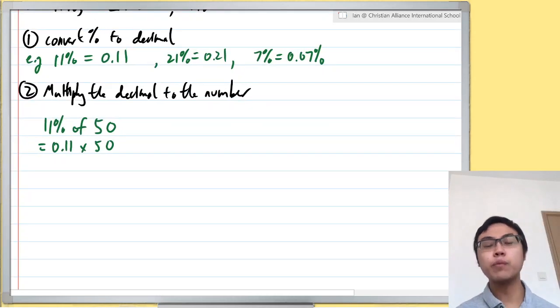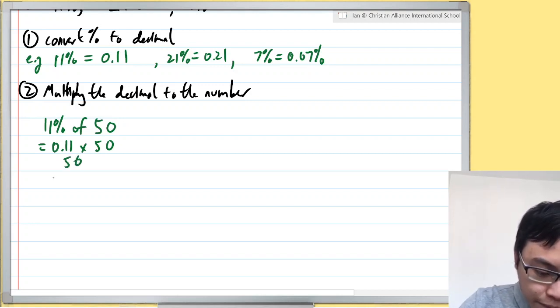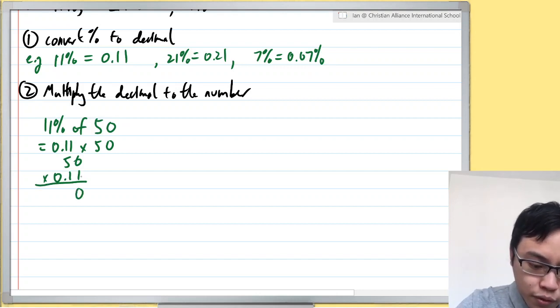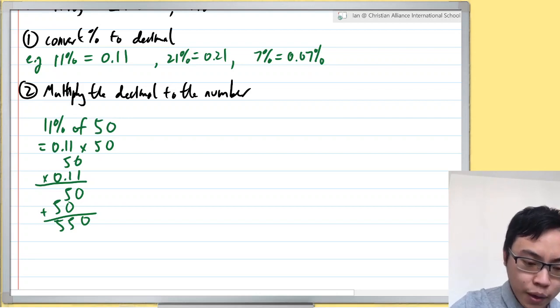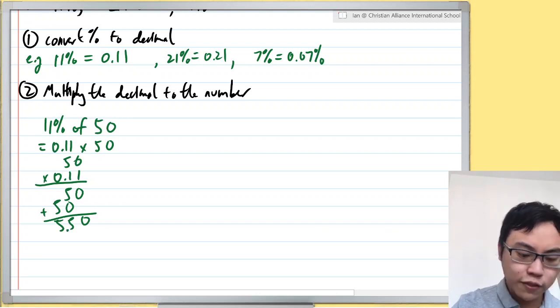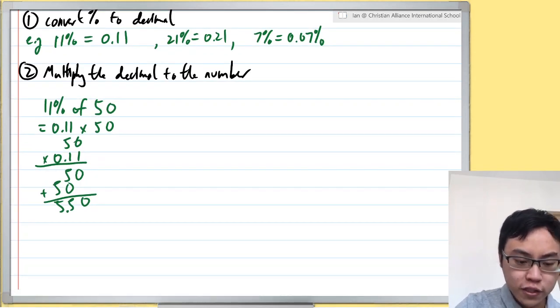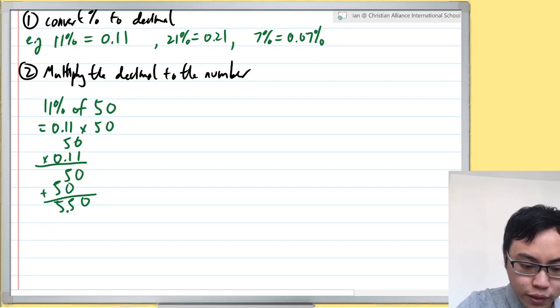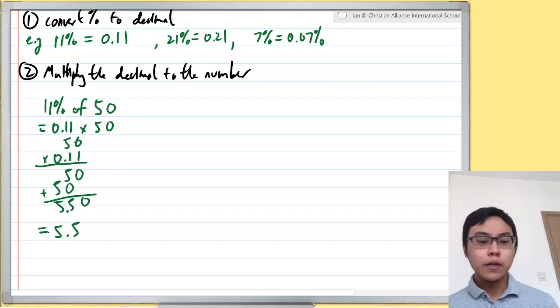And then how do we do 0.11 times 50? Then we would use long multiplication. We would do 50 times 0.11, multiply it. And so 1 times 0 is 0, 1 times 5 is 5, 1 times 0 is 0, 1 times 5 is 5. And then we add them together. That's 0, 5, 5. And then how many decimal places? There's 2 decimals, and so that's 5.5, which means that 11% of 50 is equal to 5.5, like that. So that's how we do that.